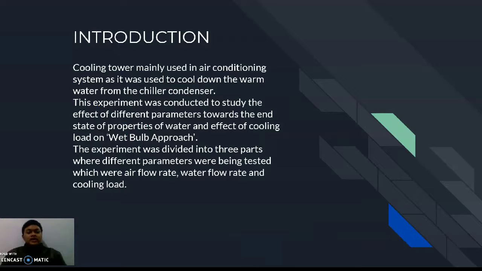I'll go through first into the introduction of our lab. Cooling towers are mainly used in air conditioning systems to cool down the warm water from the chiller condenser. This experiment was conducted to study the effect of different parameters on the end state properties of water and also the effect of cooling load on wet bulb approach. The experiment was divided into three parts, in which different parameters were tested: air flow rate, water flow rate, and cooling load.